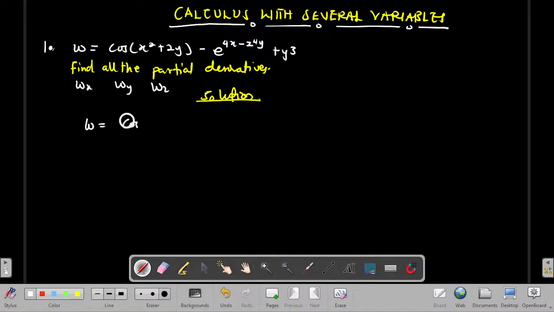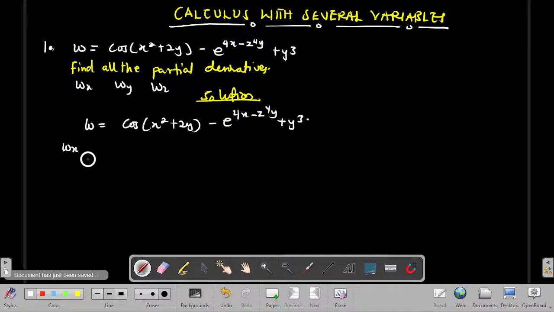So w is equal to cosine of the expression x squared plus 2y, minus e to the power 4x, minus e to the power 4y, plus y cubed. Having this, you want to find w sub x, our partial derivative with respect to x. The first question to ask yourself is, where can I locate x within my function? I can locate x here. Any other term within the function becomes a constant, which you should never look at.